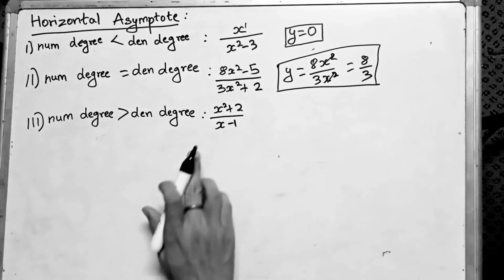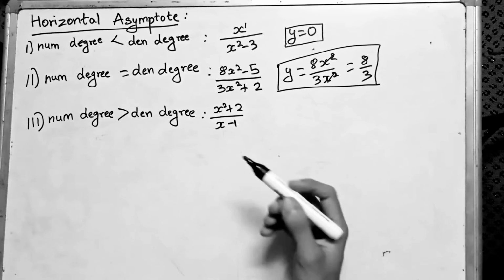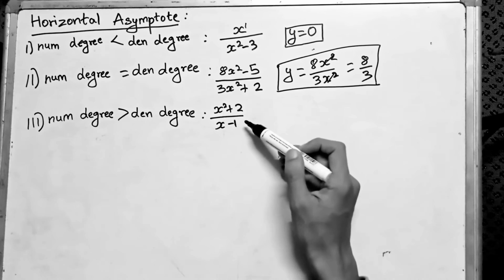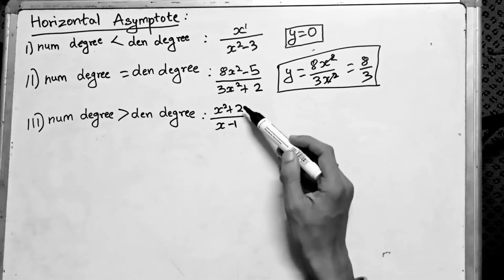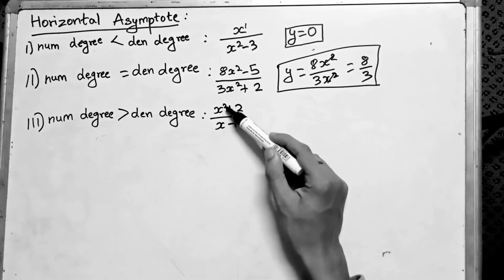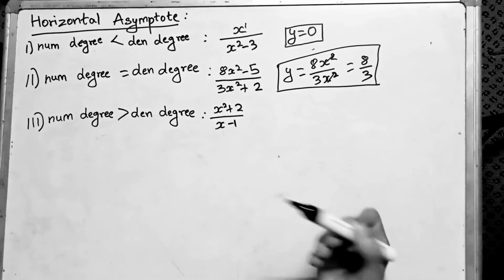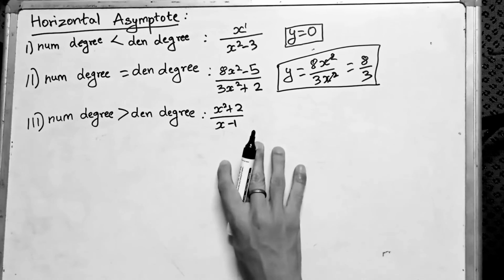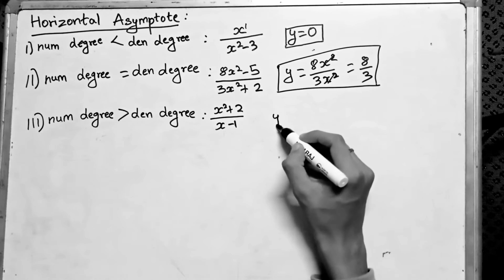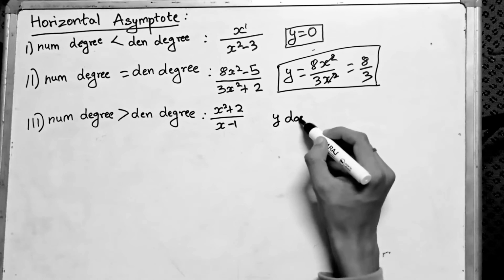Now we're going to look at the third case. In the third case, the degree of the numerator is greater than the degree of the denominator. The degree of the numerator over here is 2 and the degree of the denominator is 1. When you have such a case, you should know that the horizontal asymptote doesn't exist.